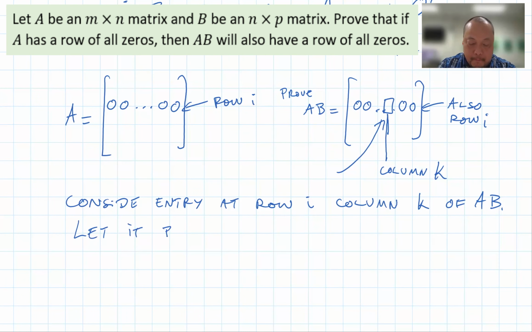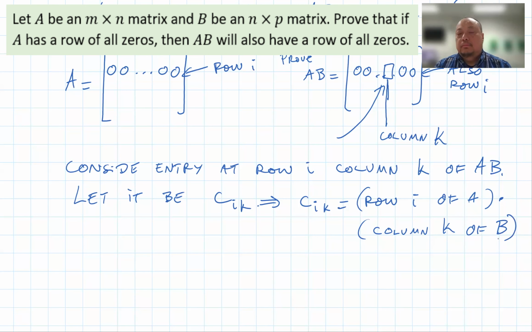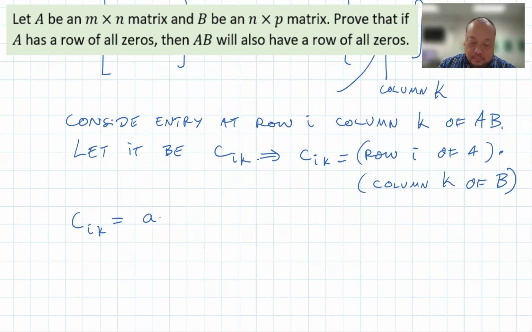And I'm going to give it a name, C. So basically, matrix C is A times B. CIK is equal to row I of A multiplied by column K of B. AI1 times the B, I'm going to fill in with the B subscript later. AI2, all the way to A... Well, how many columns are there for A? A is M by N. So it's AIN times B something.